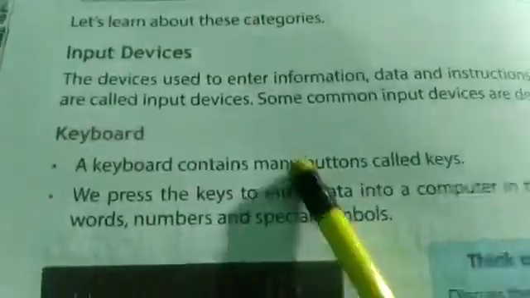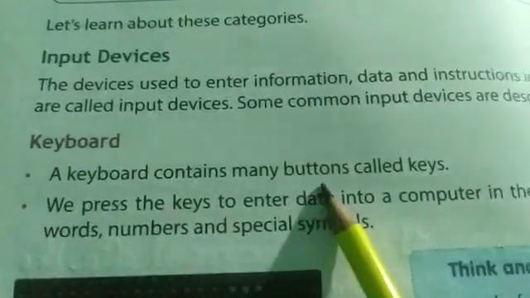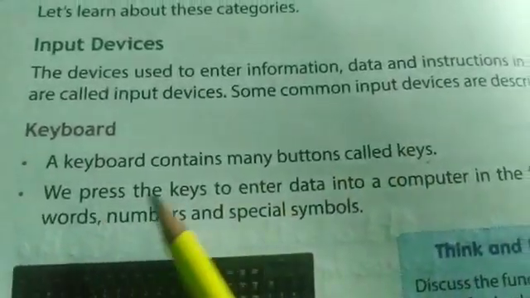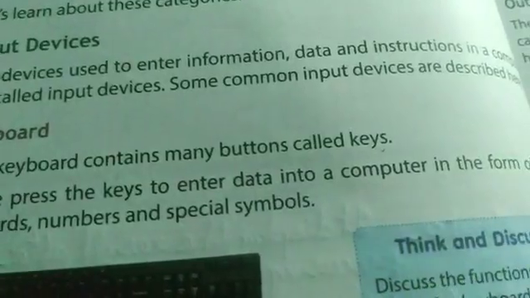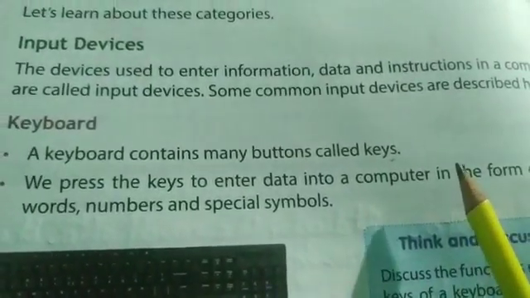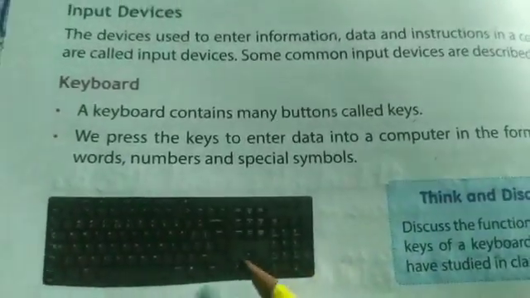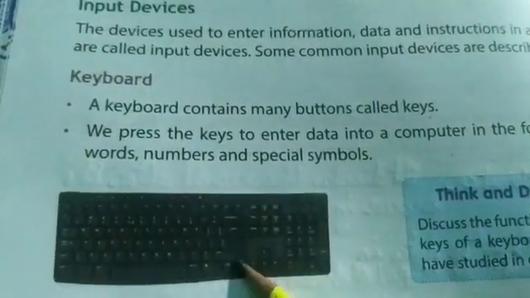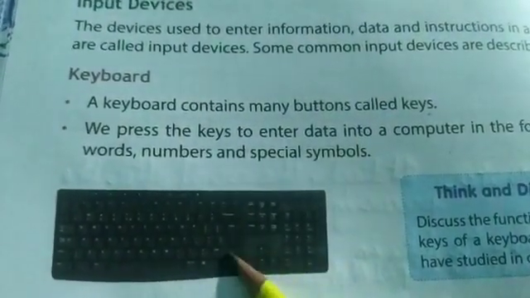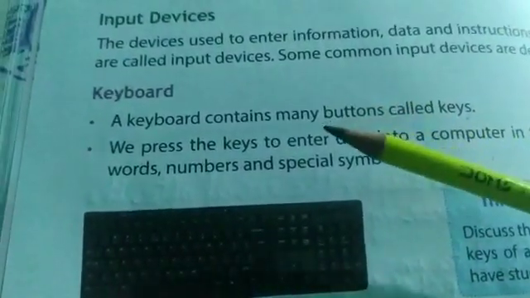So some of the input devices are: number one is keyboard. A keyboard contains many buttons called keys. We press the keys to enter data into a computer in the form of letters, words, numbers and special keys. So what is the help of this keyboard here? With the help of this keyboard we type numbers and alphabets, and we give instructions to the computer.